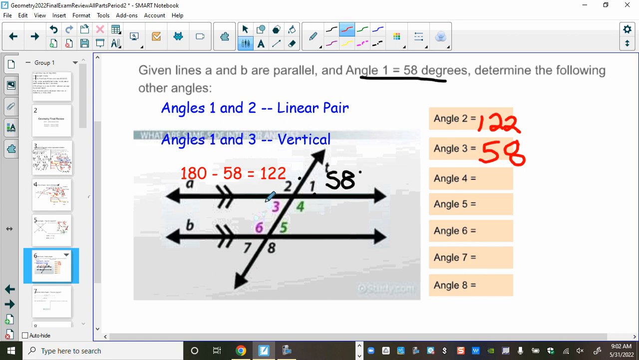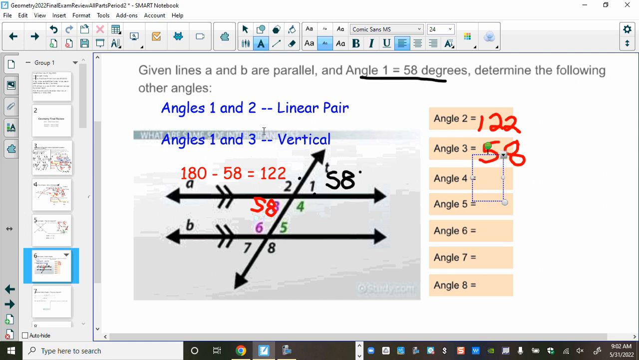And basically, all right, what about angle 4? What would angle 4 have to be then? How many degrees is angle number 4?